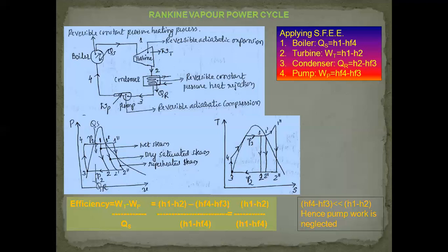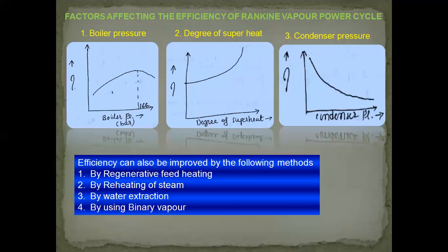And finally, the expression for the efficiency can be written as H1 minus H2 divided by H1 minus HF4. Since WP is neglected, it's only WT by QS. In terms of enthalpies, it is written. So thus we can find the efficiency of the Rankine vapor power cycle.